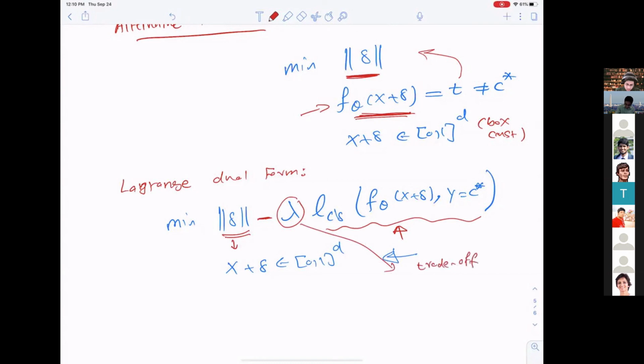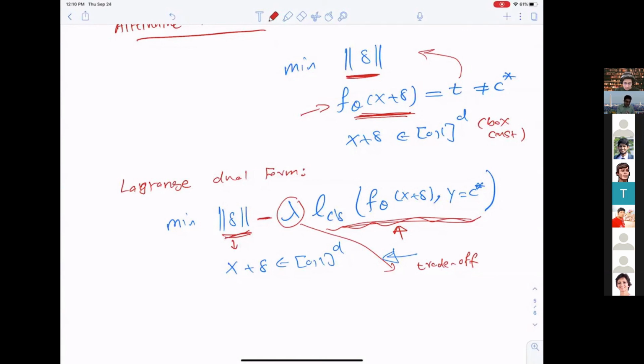Right? So if your lambda is very large, then you are putting a lot of emphasis on just finding an adversarial example, but you don't care if that example is close. But if your lambda is small, then you basically start with a smaller radius and see if you can find an adversarial example or not.